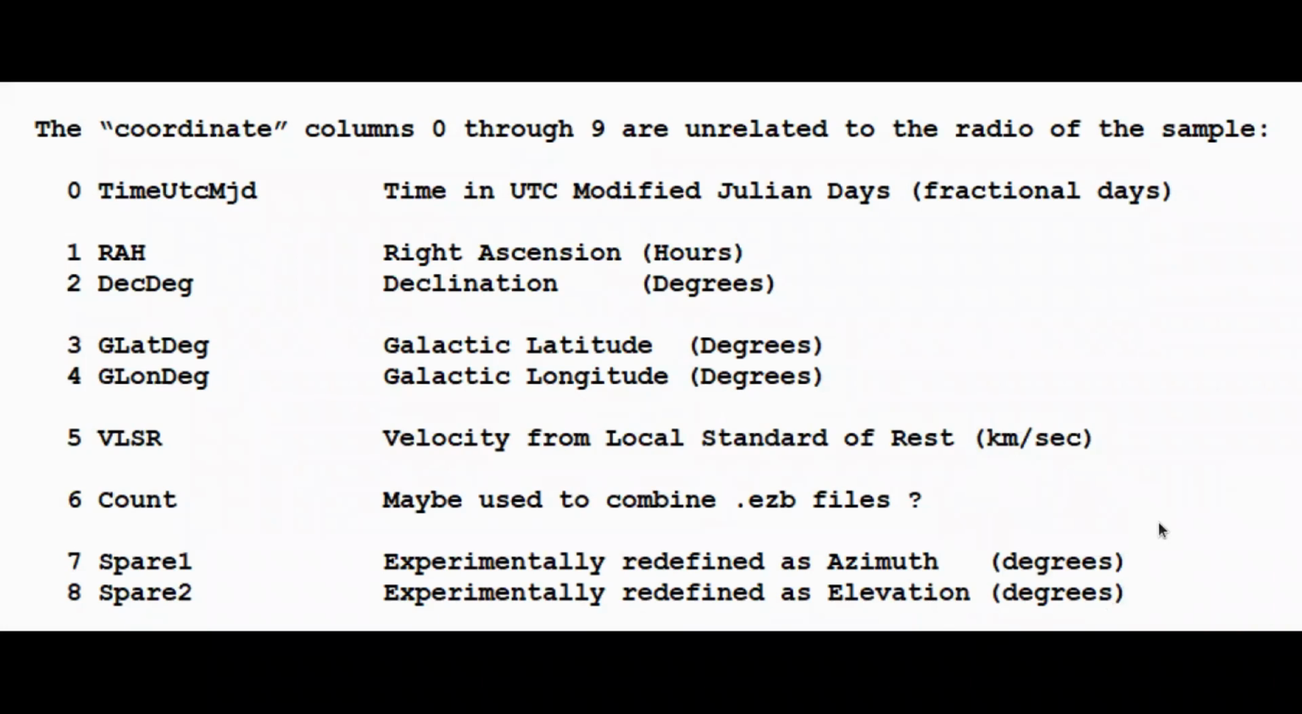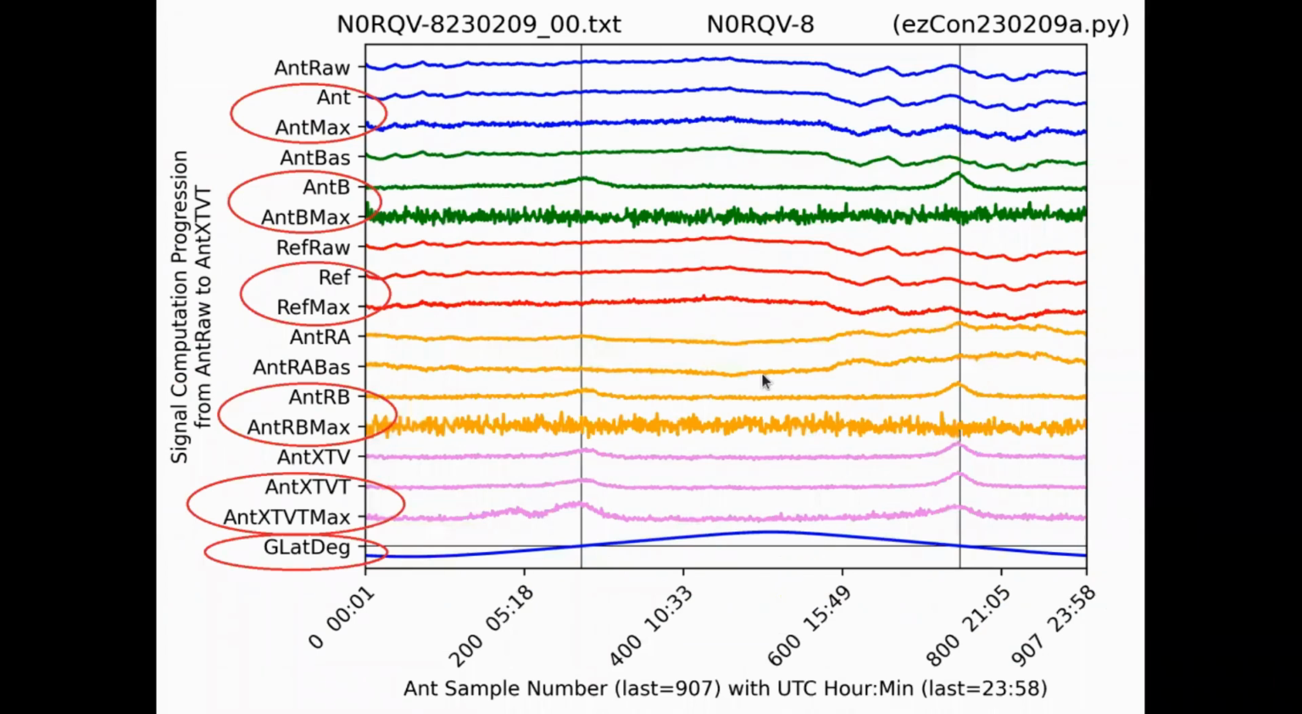There are more columns, though. The other columns are all this information we've seen before. The antenna, that's the average for each sample. What is the maximum value in each one of those samples for the antenna? Same thing, but for ant B, an average and a maximum. Here's the reference, average and maximum for each vertical sample. Ant RB was another calculated signal. Ant XTVT, I've talked about a little bit. It gets columns for average and max. And we've already just talked about the galactic latitude in degrees is in there already.